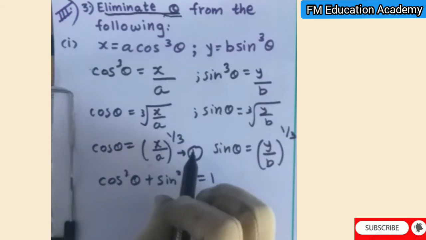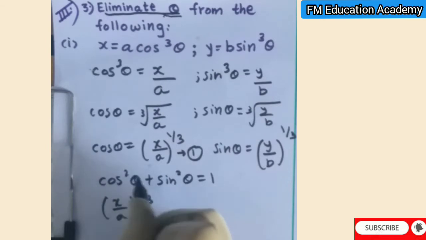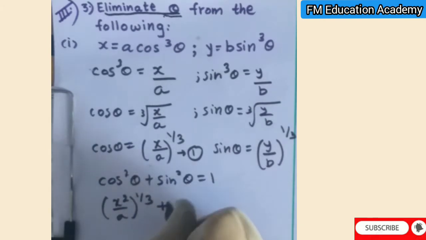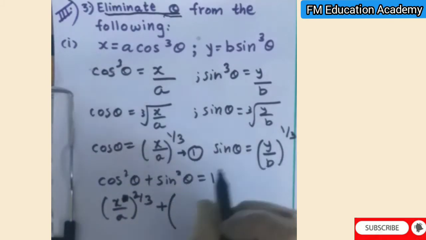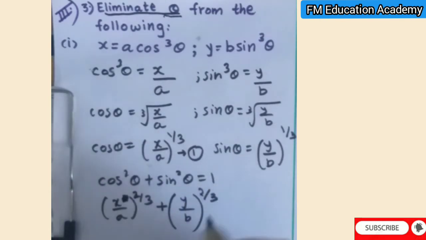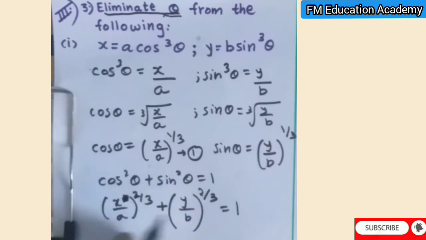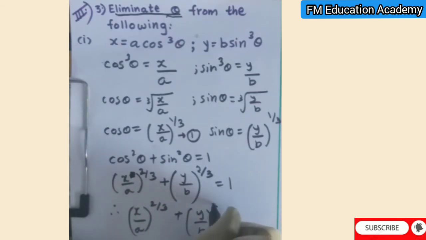So in place of cos theta, substitute x by a whole power 1 by 3, and already we have the square. Plus in place of sin theta, substitute y by b whole power 1 by 3, with the square already there. 2 into 1 by 3 means 2 by 3. That is equal to 1. So have we eliminated theta from the final answer? Yes. Therefore the final answer is x by a whole power 2 by 3 plus y by b whole power 2 by 3 is equal to 1. Hope you have understood how to eliminate theta.